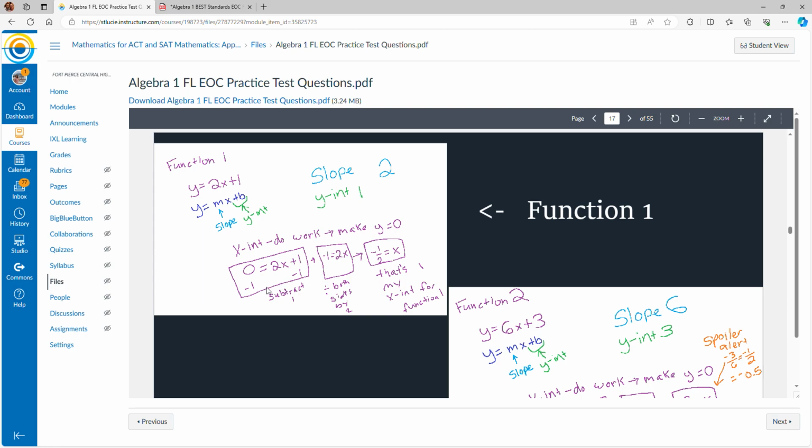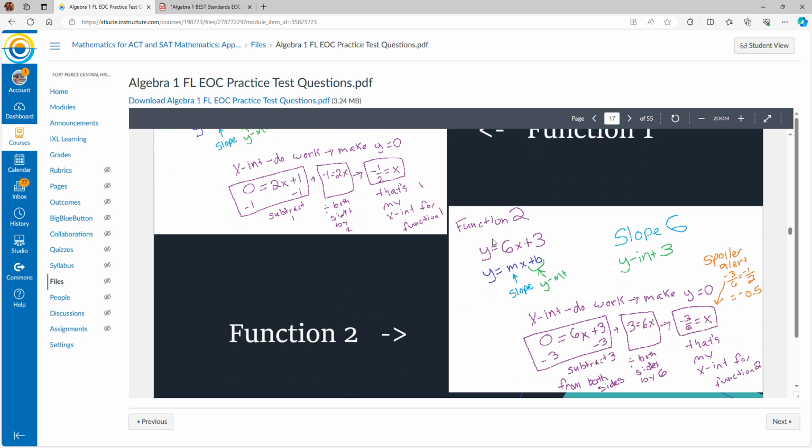First step, I subtracted 1 on both sides, and that gave me -1 equals 2x, and then I divided both sides by 2 to give me -1 over 2 equals x. So that was my x-intercept for function 1. And for function 2, I did the same thing.